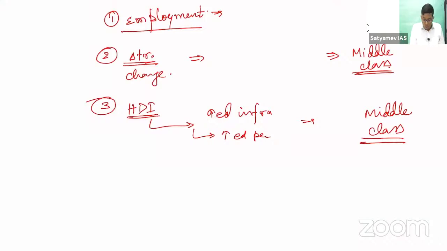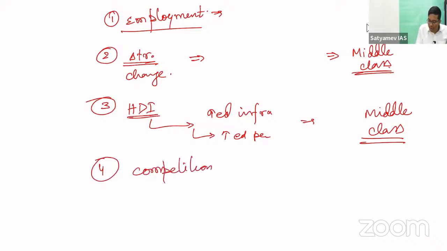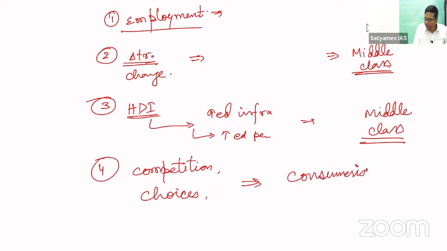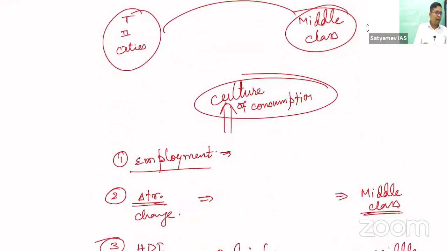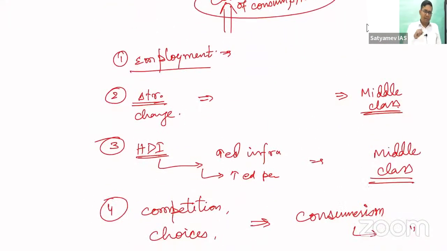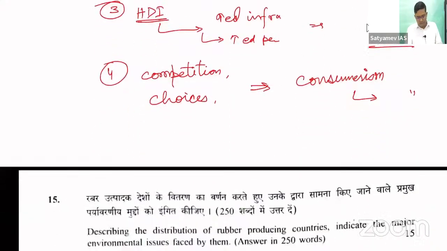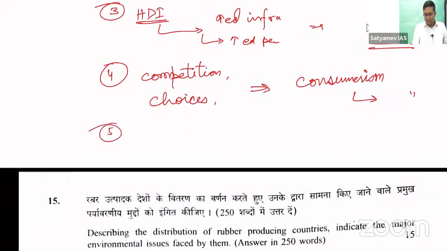Now, and fourth is with respect to the competition which is there. Competition, choices, and that is resulting into consumerism. This consumerism is indicating towards creation of again this middle class. Are you understanding my point? And this is a vicious cycle. All these have to be presented in the form of a cycle. And then fifth point.